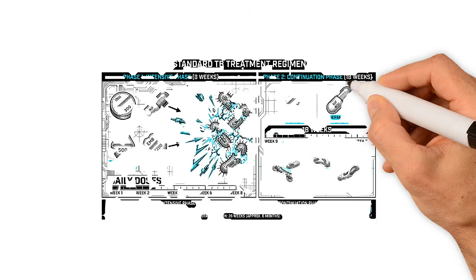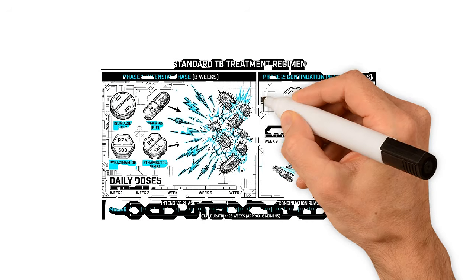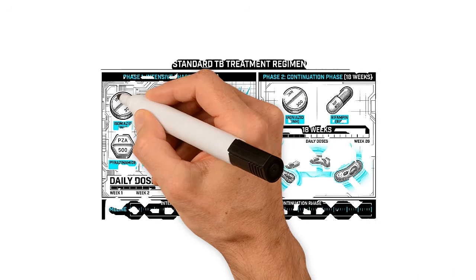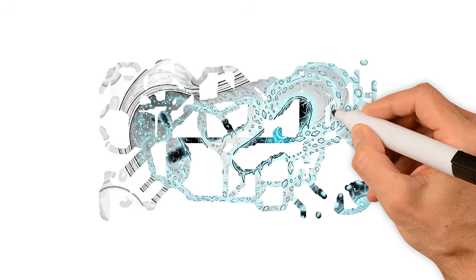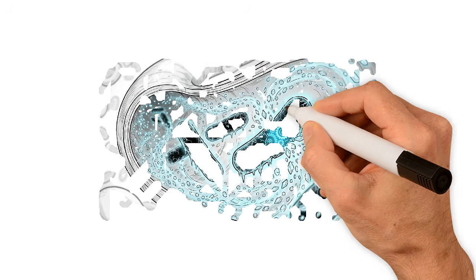Standard TB treatment requires a heavy cocktail of multiple drugs taken every single day for at least 6 months. Phase 1, intensive, 8 weeks: isoniazid plus rifampin plus pyrazinamide plus ethambutol. Phase 2, continuation, 18 weeks: isoniazid plus rifampin. Because the bacteria grow so slowly, you have to keep blood saturated with medication, just waiting for the sleeping bacteria to slowly wake up and divide so you can kill them.